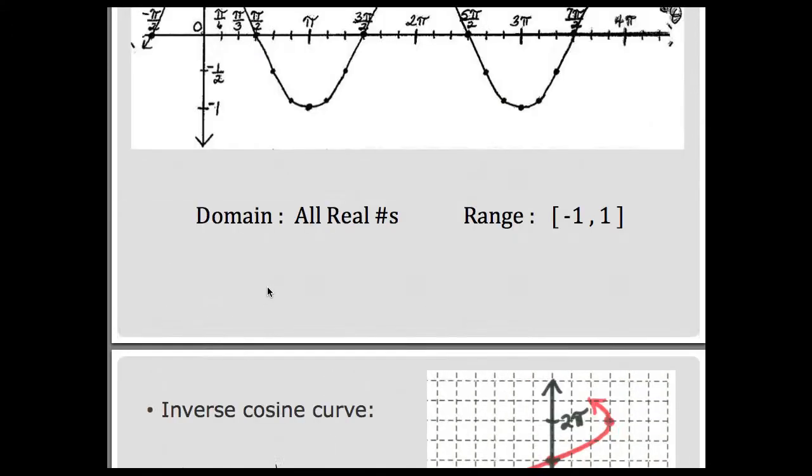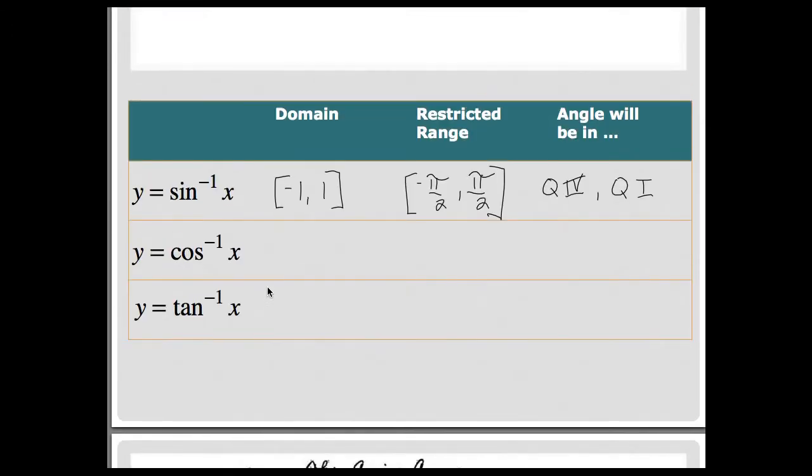So let's go back to that table and fill that in. So domain was from -1 to 1. Restricted range went from 0 to pi. So again, if you consider what quadrants that covers, think of the unit circle starting at 0, and you're going to go clockwise over to pi. So in doing that, you've passed through the first quadrant and the second quadrant.